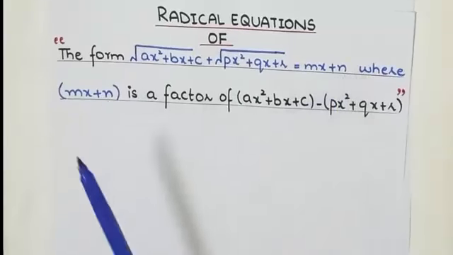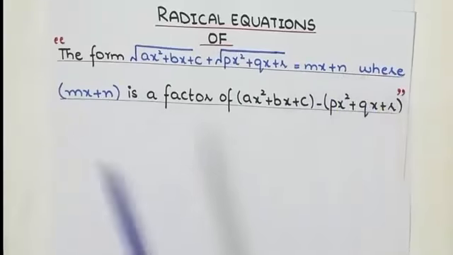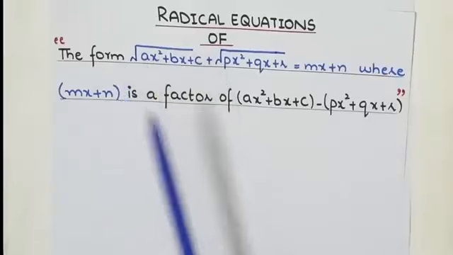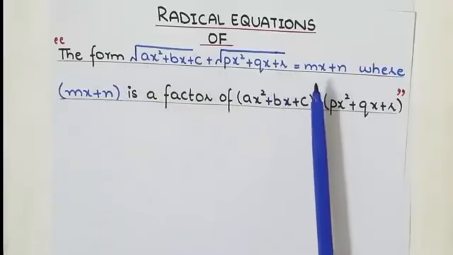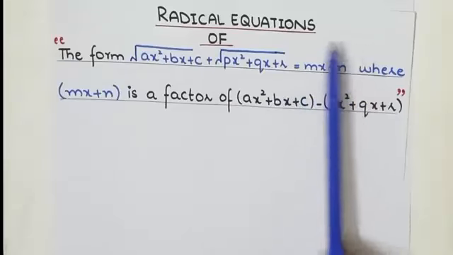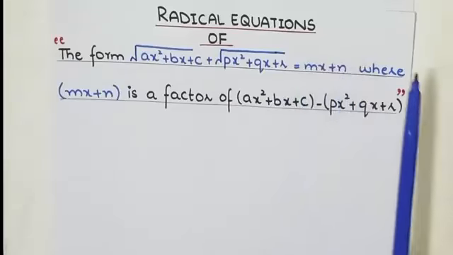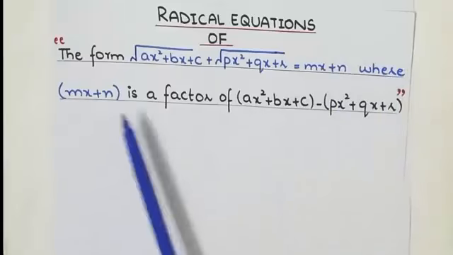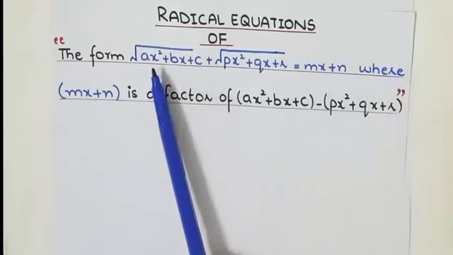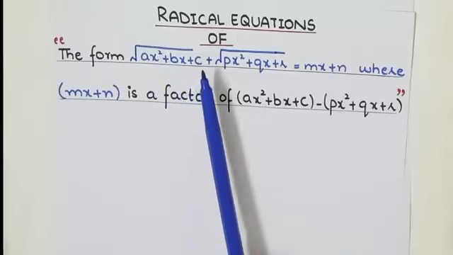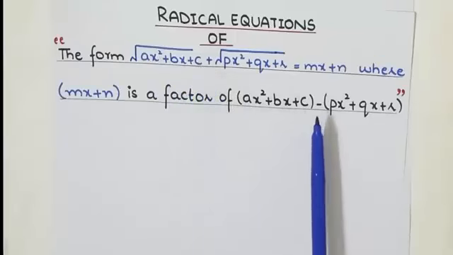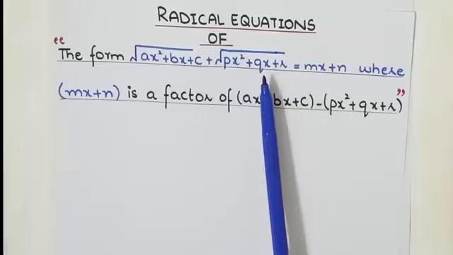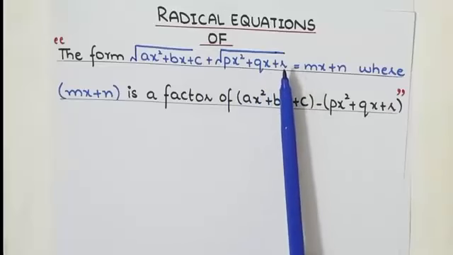The radical equations we are going to study today are of the form where we have two radical signs and it is equal to mx plus n. Let this term mx plus n be a factor of ax square plus bx plus c minus px square plus qx plus r.